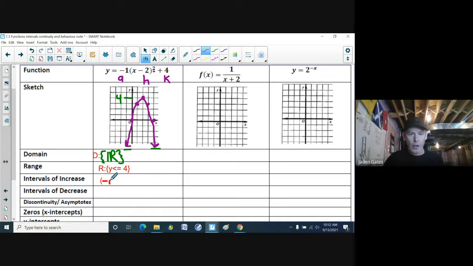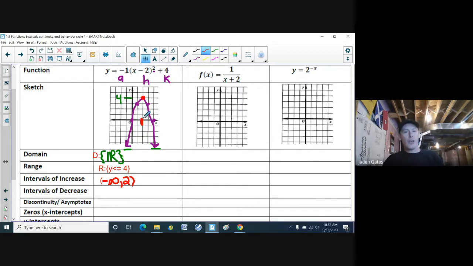So I'm going to start from negative infinity. That means as far left as I start following this parabola, and as it keeps going up and up to right here at x equals 2. So I'm going to put negative infinity, comma, 2. Now, at the very top of this parabola, that function is neither going up nor down. So because it doesn't include 2, I do a round bracket there.